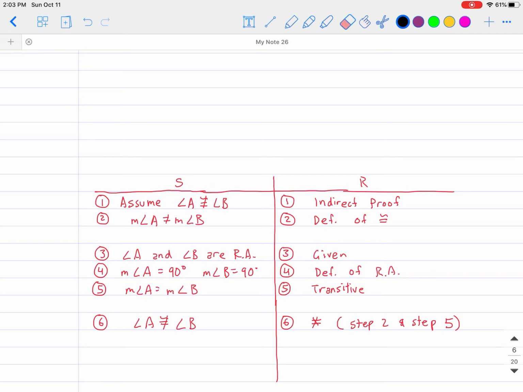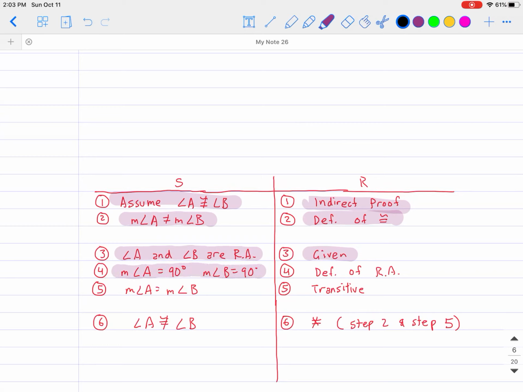Let's go ahead and see the actual proof then. So first, like we said, we're going to assume that the two angles are not congruent to each other. And that's going to be my indirect proof start. Next, we're going to extract information from there and say that their measurements are not equal to each other. That's the definition of congruence. Once we have exhausted the information that we can get from there, we now go back to the very beginning at the given, and let's see what we can get out of it.